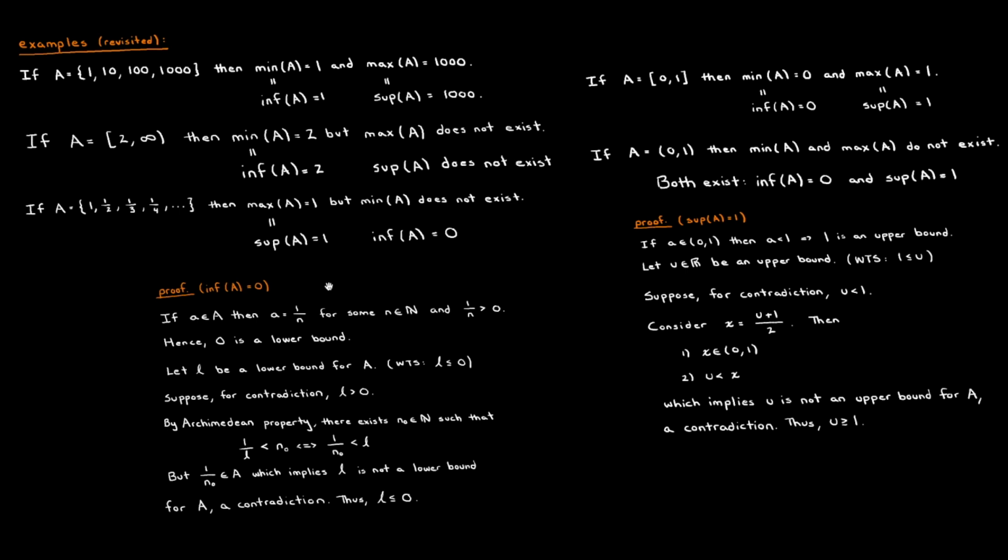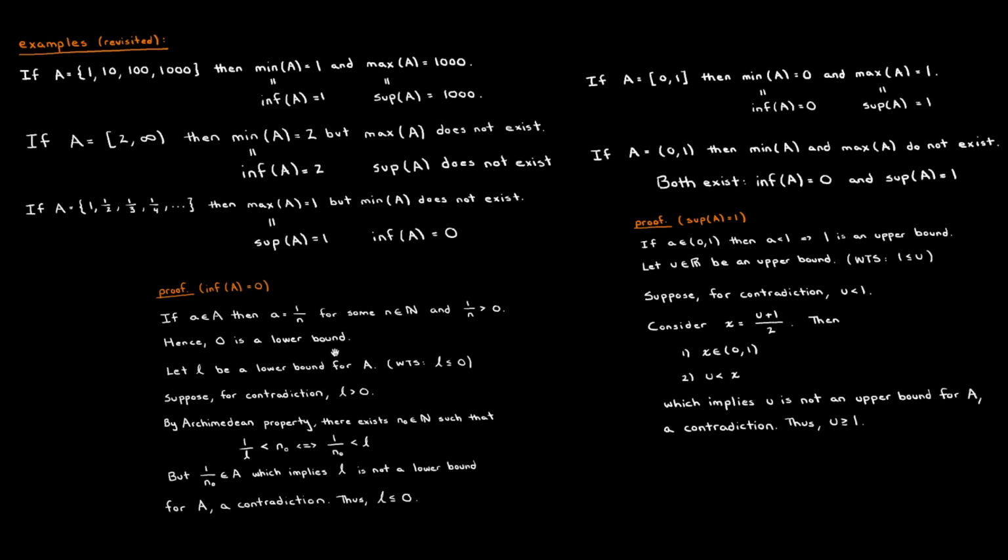The first thing we need to show is that 0 is a lower bound. Well, if a happens to be some member of this set, then it has the following form. It's equal to 1 over n for some natural number n. And we know that 1 over n is always positive. And so this clearly shows that 0 is indeed a lower bound.